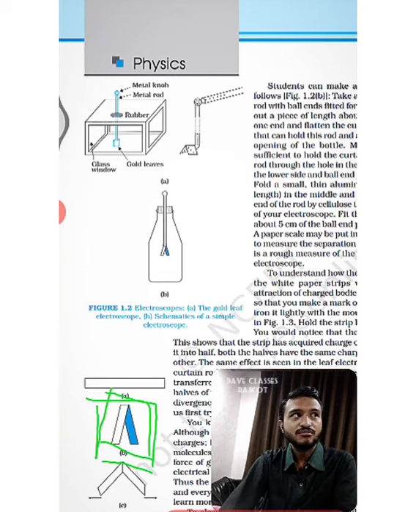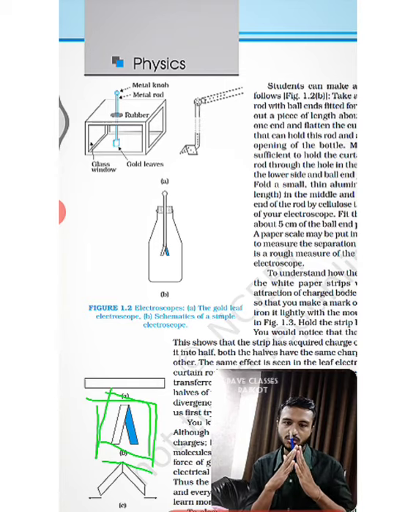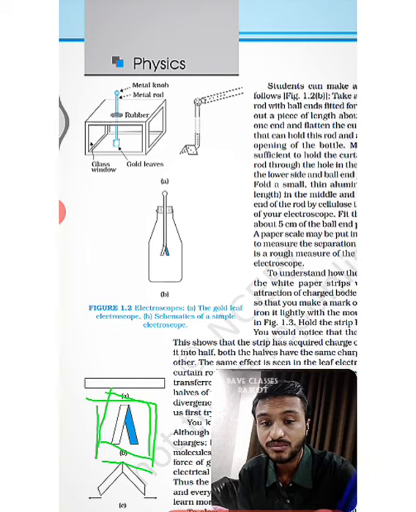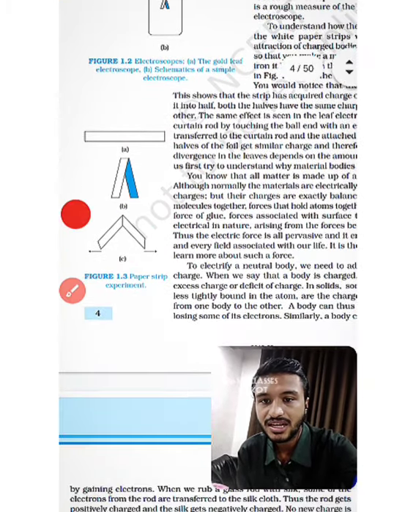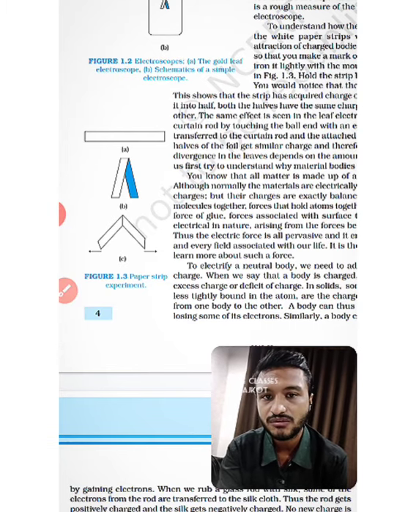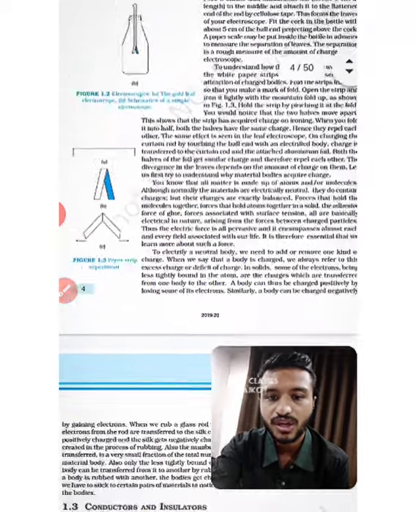Let me show this. This is how it will look like. That is what the real thing is. It will look like this. That is a very cheap method, and that is known as the paper strip experiment, which is given in your book. The paper strip experiment is the fundamental experiment with the help of which you can prepare this.